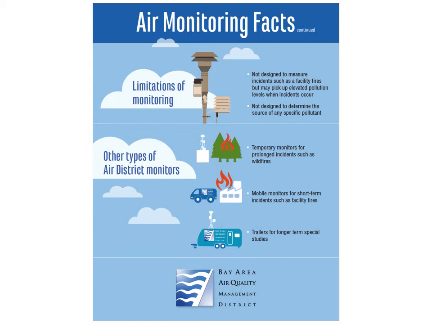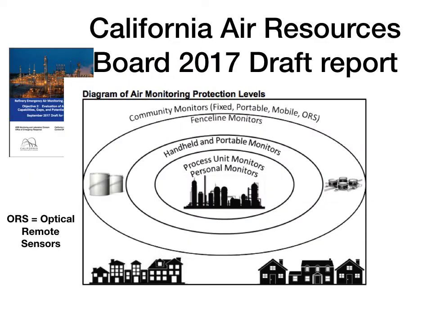And there are many types of monitors. They're temporary, personal, mobile, and trailers, which are considered to be a monitoring station. The California Air Resources Board 2017 draft report that is being circulated now shows the diagram of air monitoring protection levels for a refinery. Everything inside from the outer circle inward is within the fence line of the refinery.